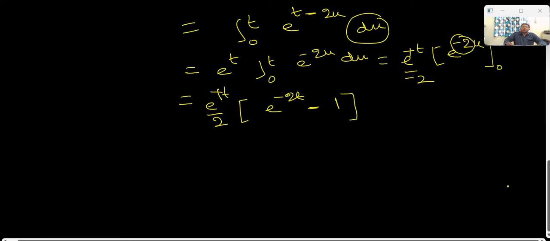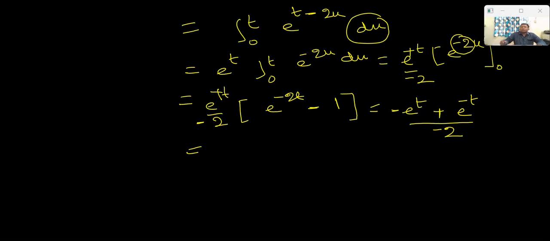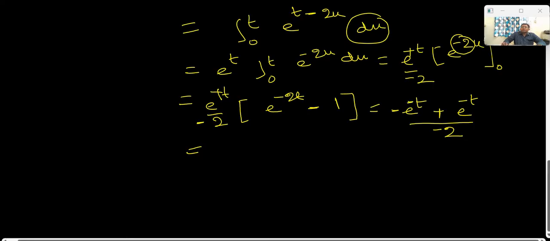So this will be equal to e to the power minus t minus e to the power t, divided by minus 2. That is e to the power t minus e to the power minus t, divided by 2. So this is sine hyperbolic t.